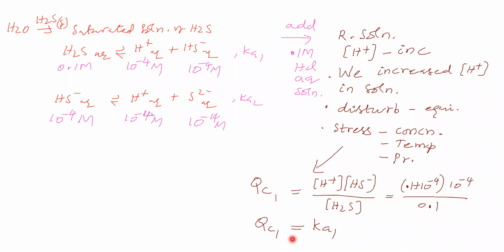Not equal in the sense that QC1 is either greater than Ka1 or lesser than Ka1. Any one possibility. What do you say? Okay, you said greater. QC1 is greater than Ka1, you are saying. So QC1 is greater than Ka1.